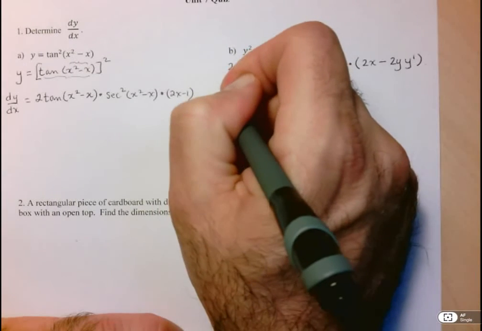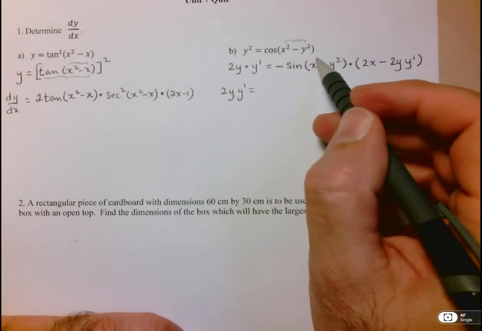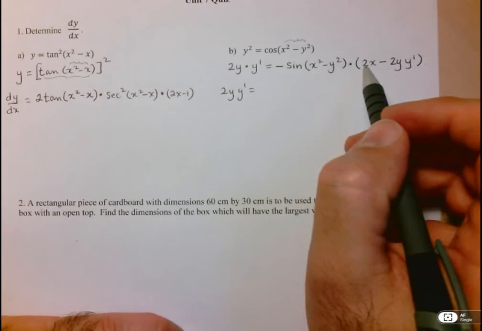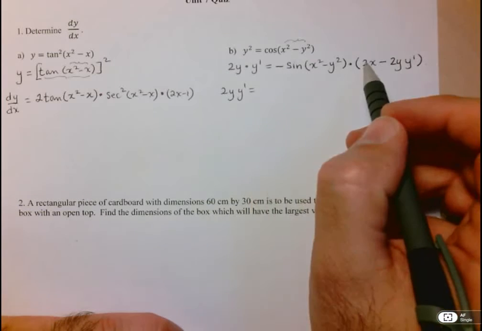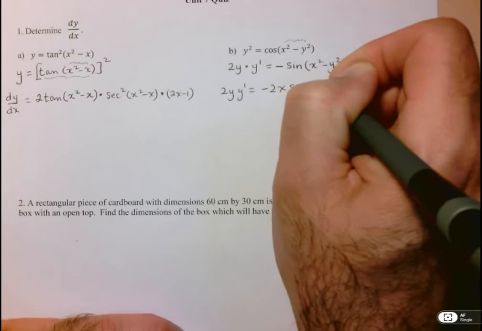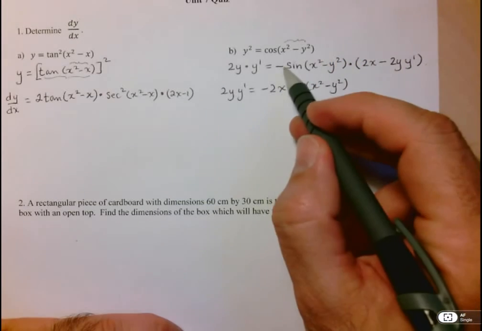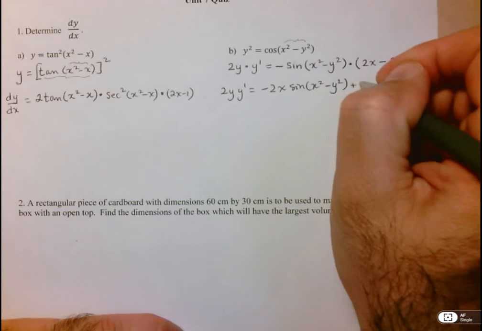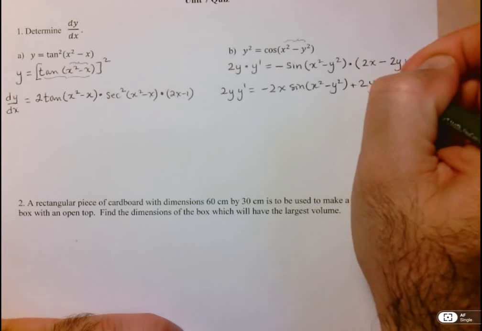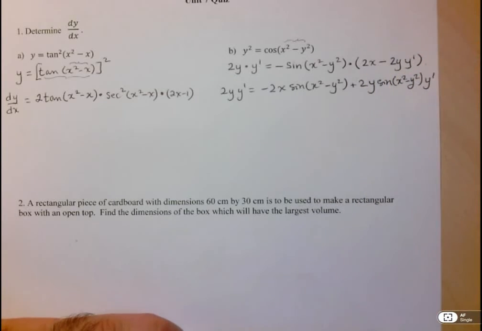On the left-hand side, we've got 2y y prime. On the right-hand side, I'm just going to distribute that expression to both terms. The first one will be negative 2x times sine of (x squared minus y squared). Then I'll multiply this to the other term, so this will end up being positive 2y sine of (x squared minus y squared) times y prime.